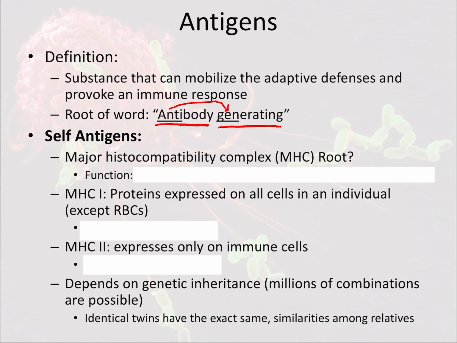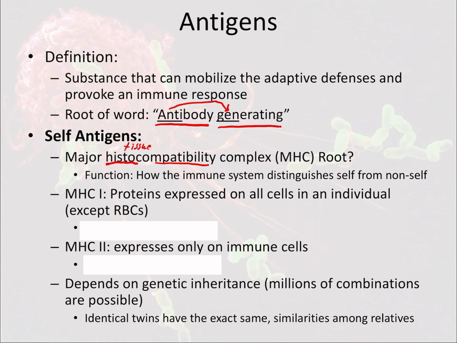First of all, there's self-antigens. Self-antigens are important because they allow the immune system to see if something is supposed to be in the body or not. The primary ones are called major histocompatibility complex. So what's the root of this? Histo, just like histology, means tissue. And then compatibility: is that tissue compatible with the body? Is it supposed to be there? The function of these is how the immune system distinguishes self from non-self.